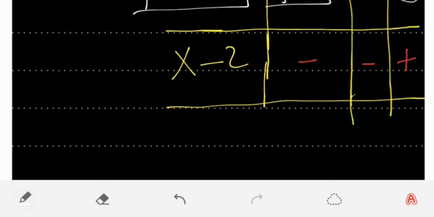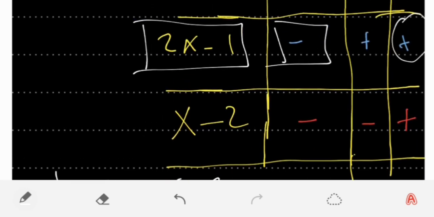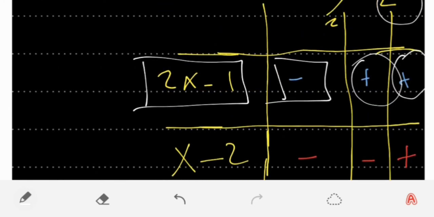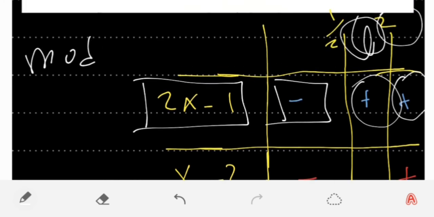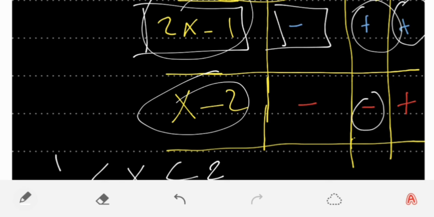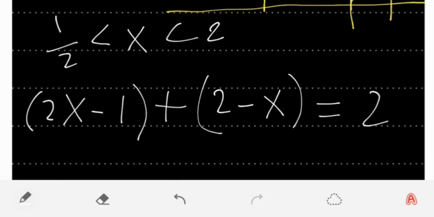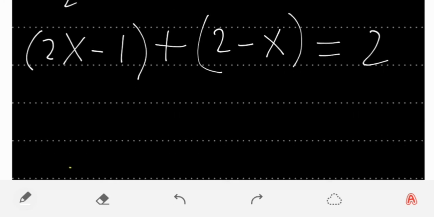For the next one, let's see values of x between a half and 2. Between a half and 2, the first one is positive, so we can take 2x minus 1. In this interval, the first one is positive but the second one is negative, so we need to change the sign of the second one. Instead of x minus 2, it is 2 minus x equals 2. So 2x minus x is x, so x is equal to 1.